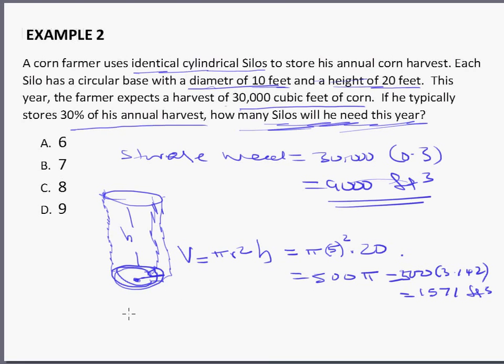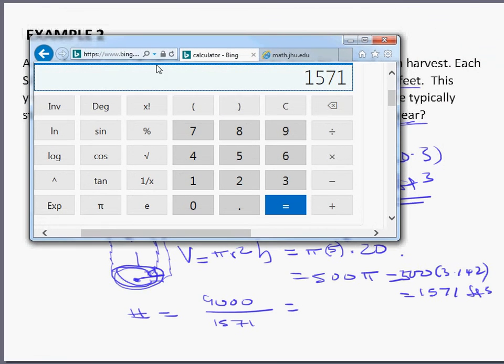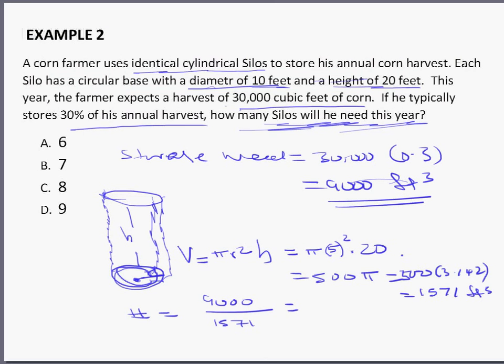Now, how many of these do we need? That means the number of silos we need is going to be equal to 9,000 divided by 1571. Let's bring our calculator back again. You can do the calculation here. 9,000 divided by 1571 is 5.72, actually 5.73.